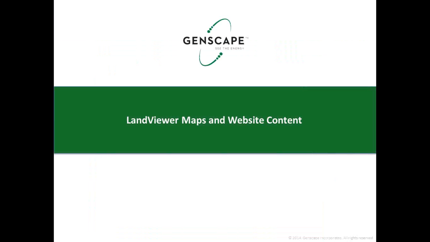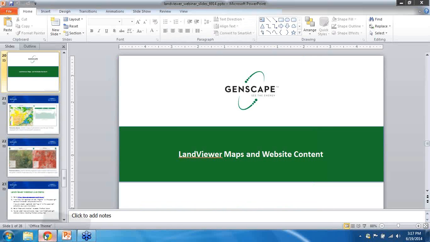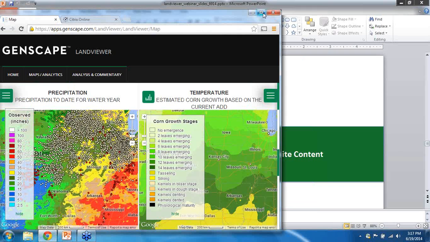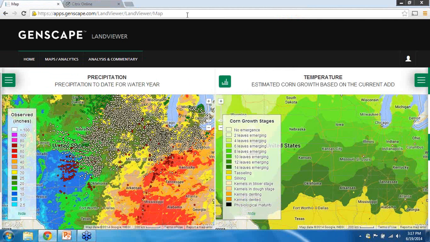So I'm going to go ahead and escape out of here and open up our website. Our website is at landviewer.genscape.com. Anyone can register, and we often give free trials. Here is an example where we have precipitation for since October 1st of last year. So we're looking at precipitation since the beginning of the water year.